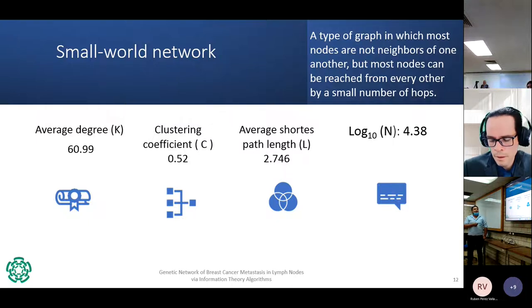In this case, the logarithm of the number of genes is higher than the average shortest path length. So that indicates that we have a small world network. This means that most of the genes are not neighbors, but we need a small number of hops to get from one gene to another gene.